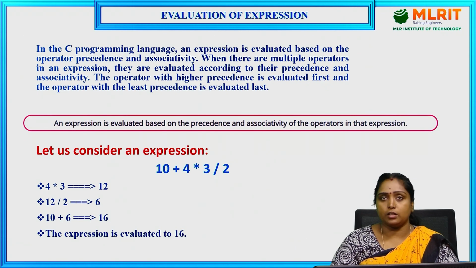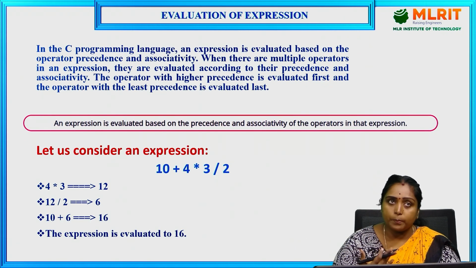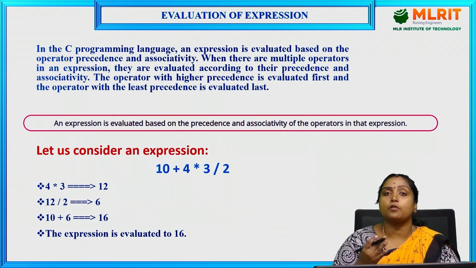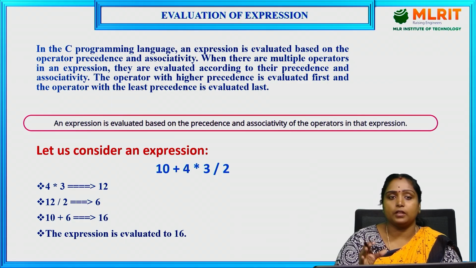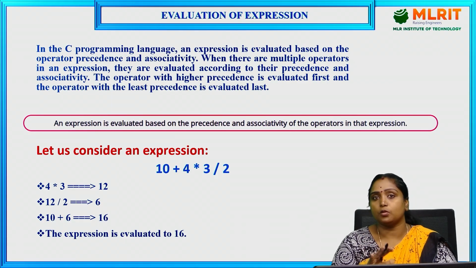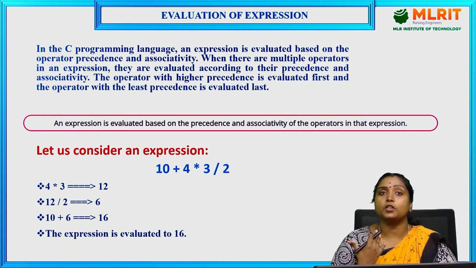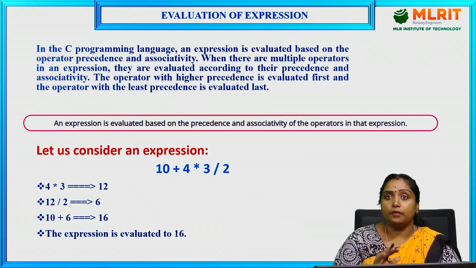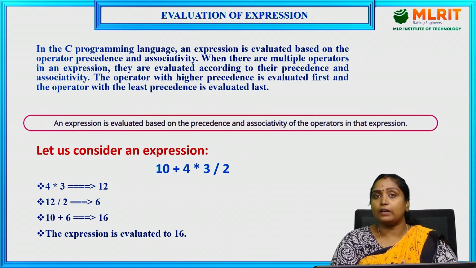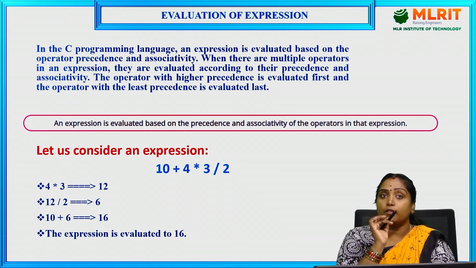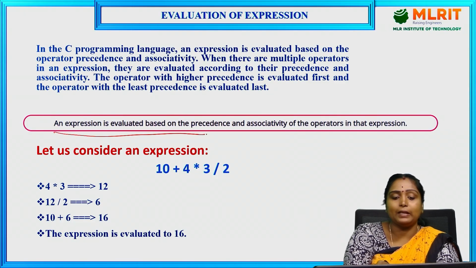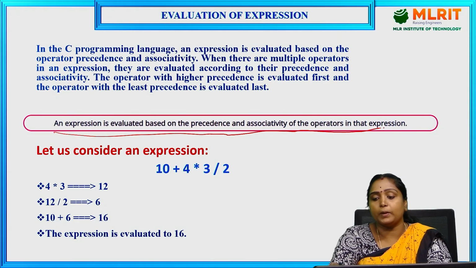So coming to the evaluation of expressions, we have seen what are the operators and what are the precedences of an operator and how you have to evaluate it, and what is associativity when it comes to the two operators. So now let us see how you are going to evaluate an expression using the operators precedence and associativity. So why are we going with operator precedence and associativity? The operator with higher precedence has to be evaluated first, then the least one will be evaluated at last. Similarly, the expression is evaluated based on operator precedence and associativity of the operators in that expression.